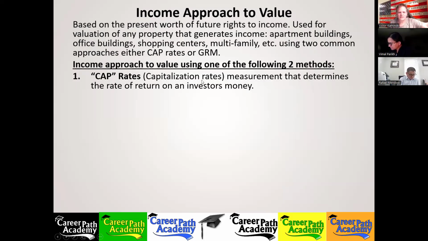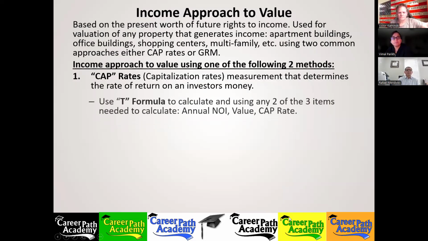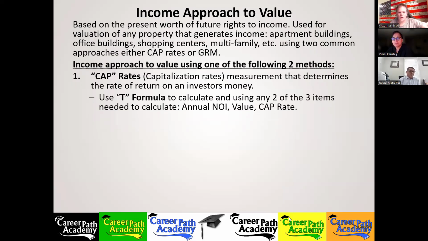So let's take a look at this. Cap rates, also known as capitalization rates. It's a measurement that determines the rate of return on investors' money. So we use the T formula to calculate it using one of these. You have to have two of the three items below to figure it out using the T formula: the annual net operating income, the value of the property, or the cap rate itself. Have any two of these numbers, and you could figure out the third one using that T formula.